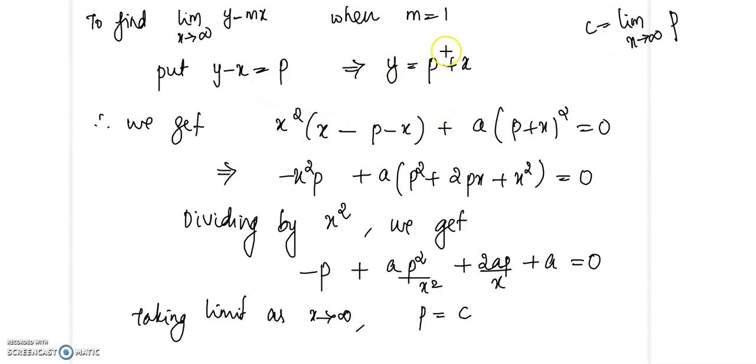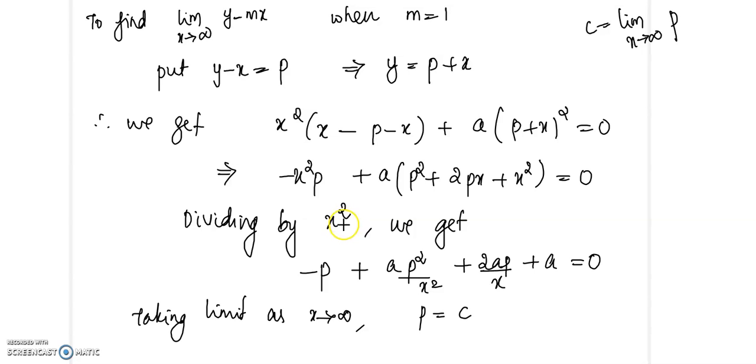Now let us substitute, replace y by p plus x in our equation. So in the first equation, substitute y equal to p plus x. That will give x square into x minus y, which becomes x minus p minus x, plus a y square, that is p plus x whole square. Upon simplifying, we will get minus x square p plus a, expanding we will get p square plus 2px plus x square equal to 0.